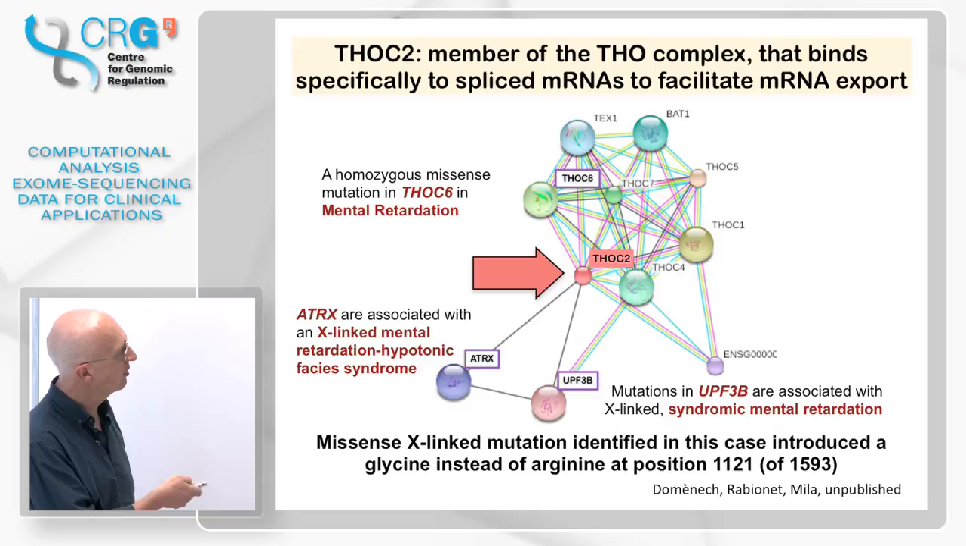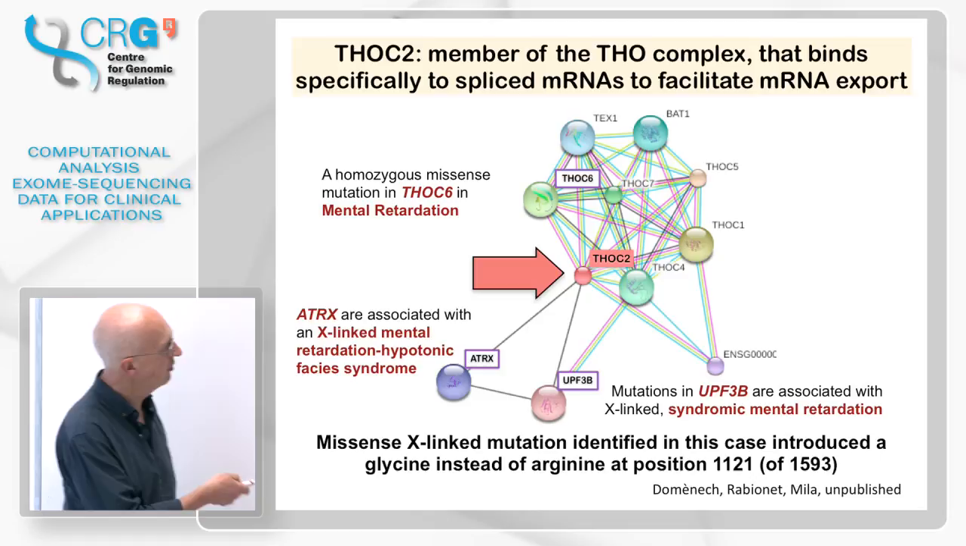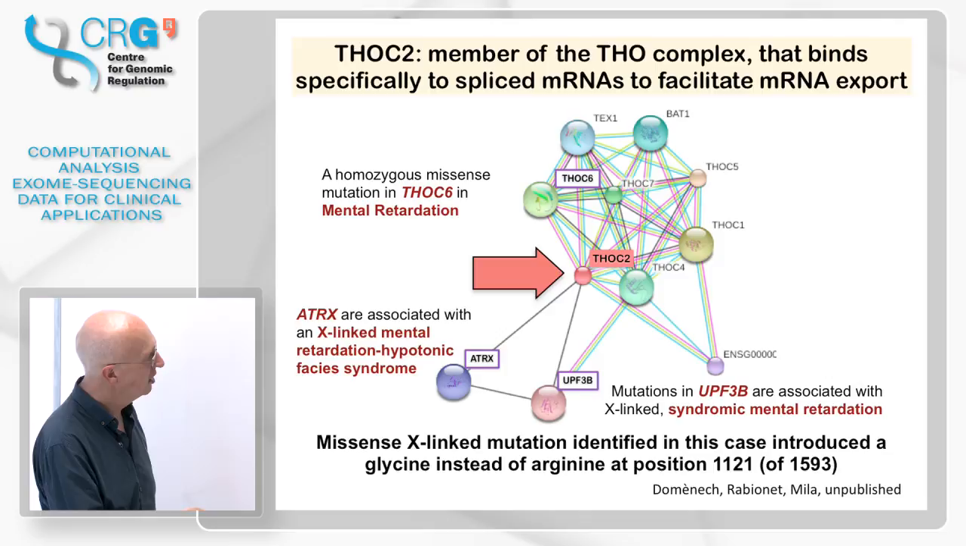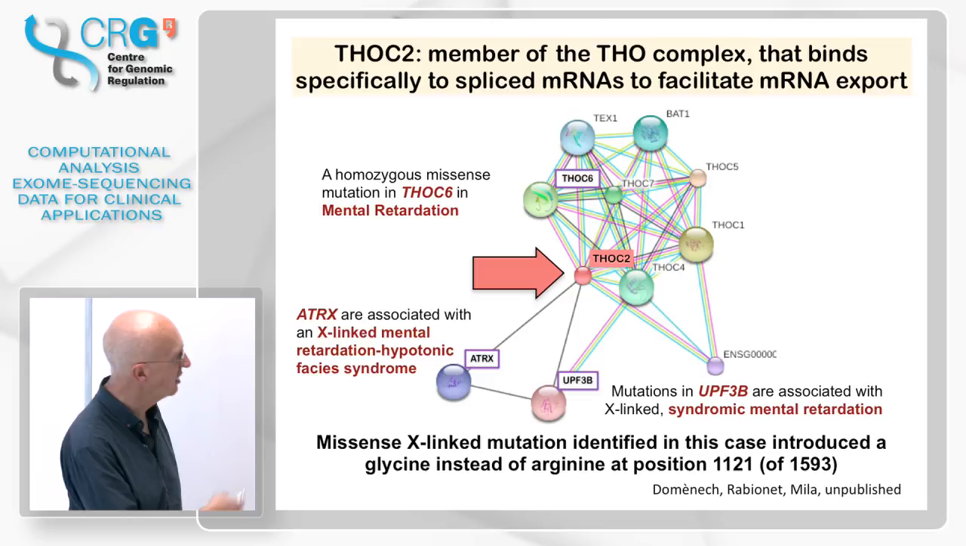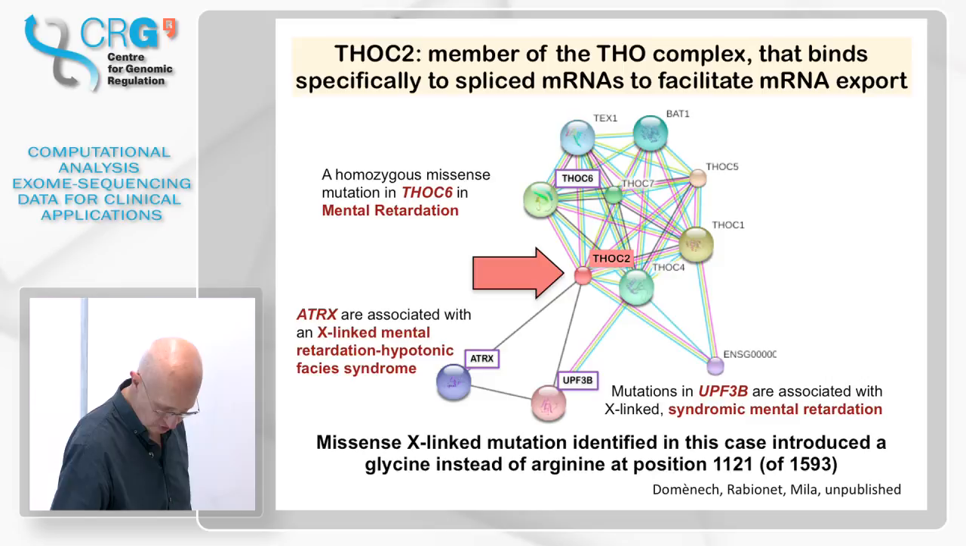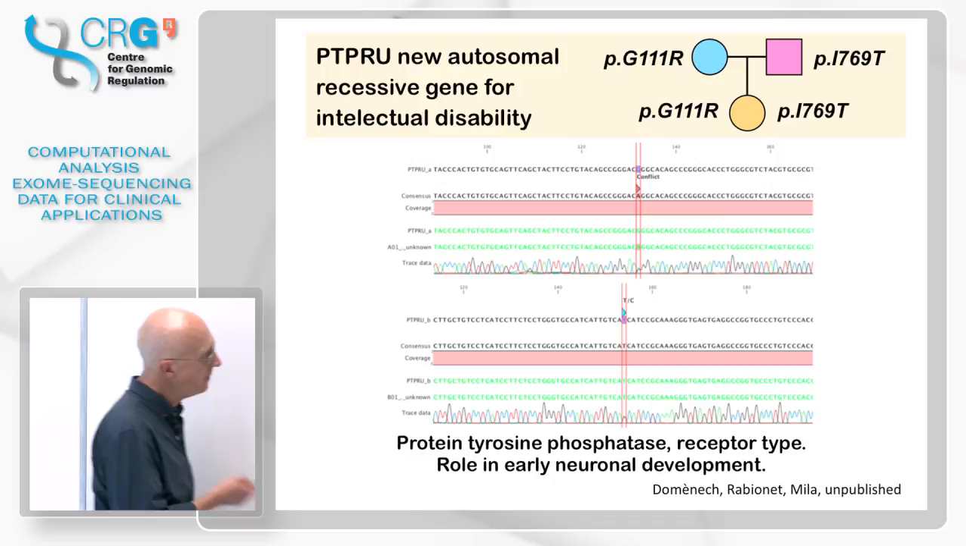So there are already some genes, or at least one gene of the same family, known to be involved in mental retardation, and some other genes in the pathway have also been found to contain mutations in syndromic forms of mental retardation, X-linked or non-X-linked. So the finding of additional cases of mutations in this THOC2 gene really supports that this is a new member of a new gene causing intellectual disability.